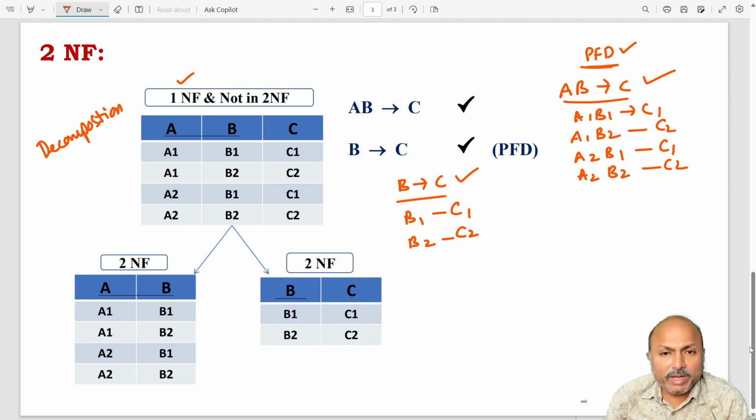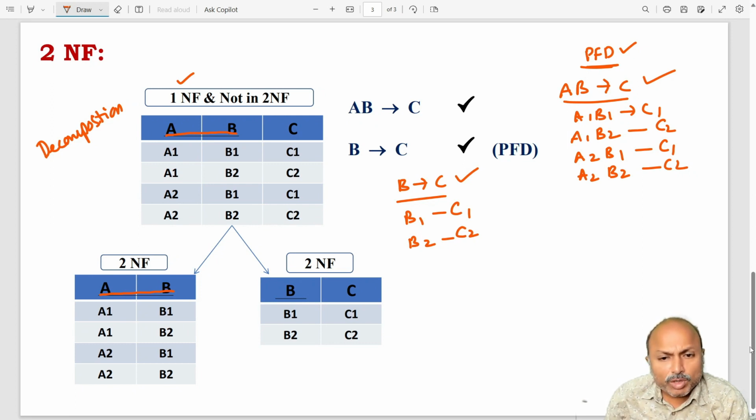So here we have to take it as AB. See the values A1 B1, A1 B2, A2 B1, A2 B2, A1 B1, A1 B2, A2 B1, A2 B2. Then another relation BC, B1 C1, B1 C1. So only one you can take, B1 C1. B2 C2, only one you can take. Here AB is already the primary key, so here also AB is the primary key. Then you divided BC into another table.